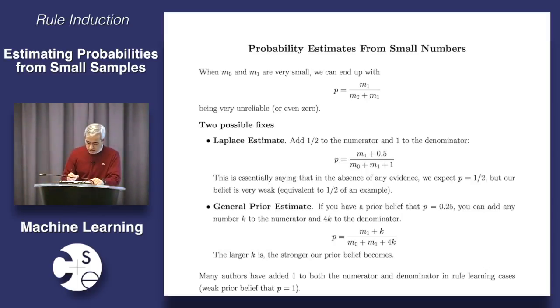So this is my estimate of the accuracy. P is the probability of the example being true. M1 is the number of true examples covered by the rule. M0 is the number of false examples. And P is just M1 over M0 plus M1. Clearly this becomes very unreliable when M1 and M0 are small. So how might we fix this? Any ideas? You're allowed to read the slide. Just say it in your own words.